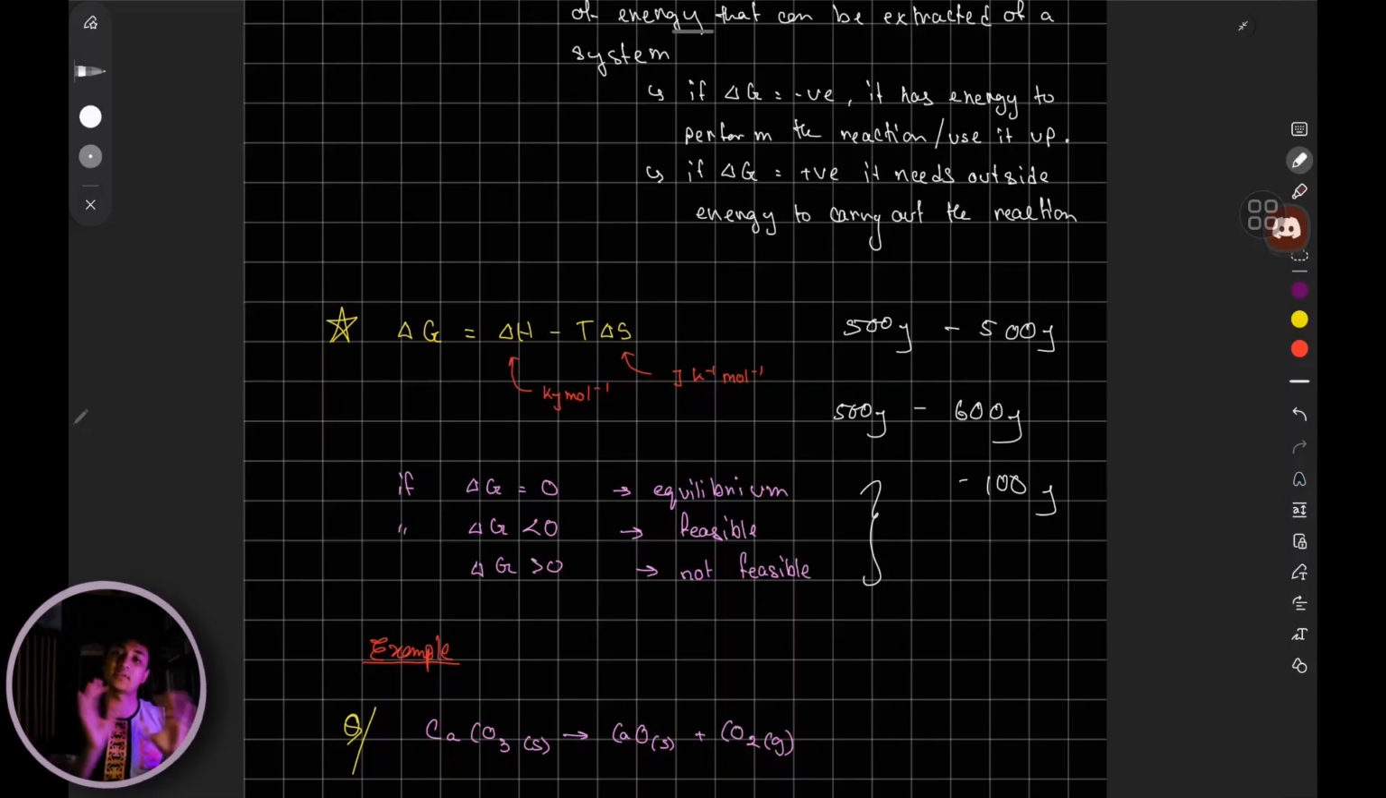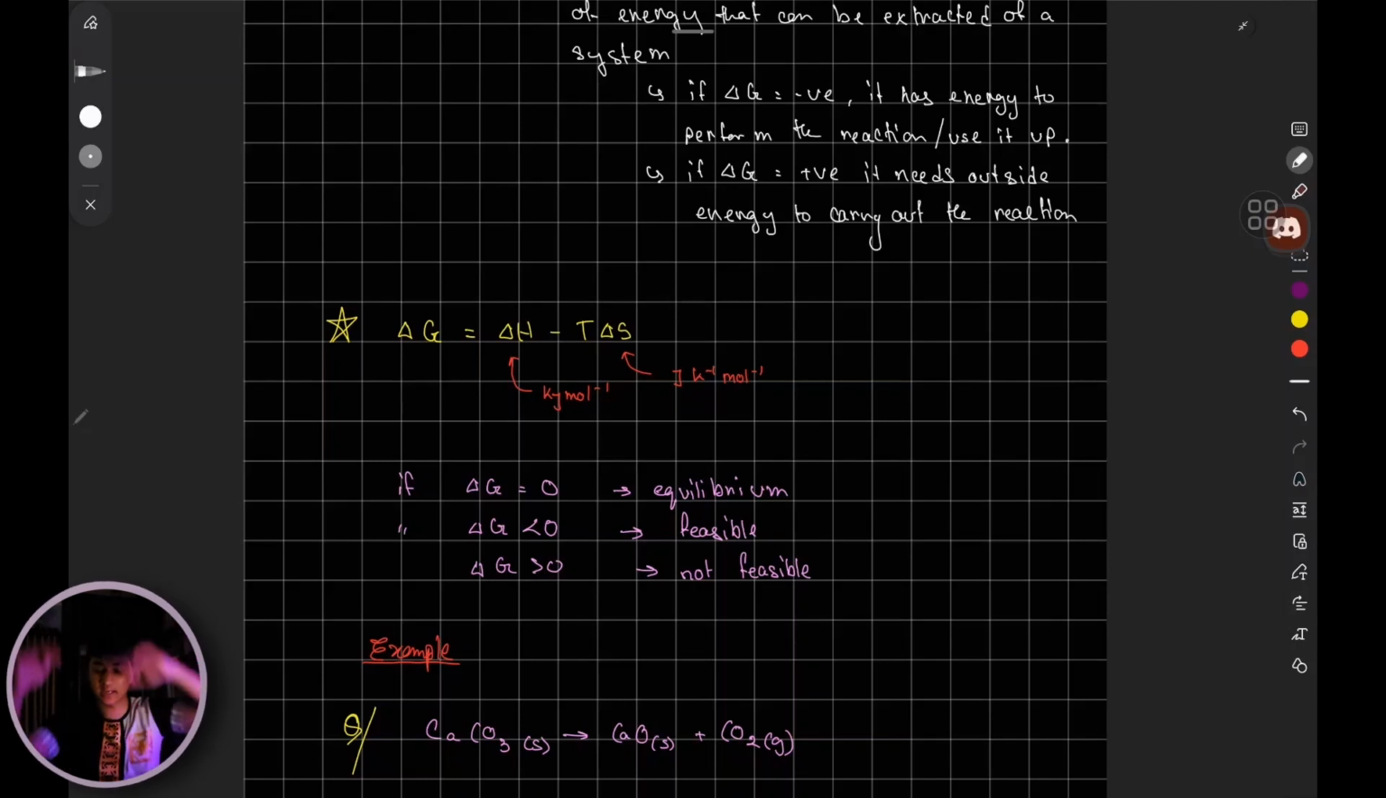In that case, the reaction is feasible. That means if you're increasing the temperature in case of an endothermic process, granted your change in entropy is positive, you can make the reaction more feasible. We will look into these factors in detail later on, how to increase the feasibility of a reaction.